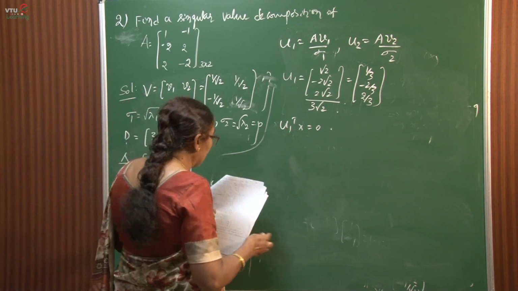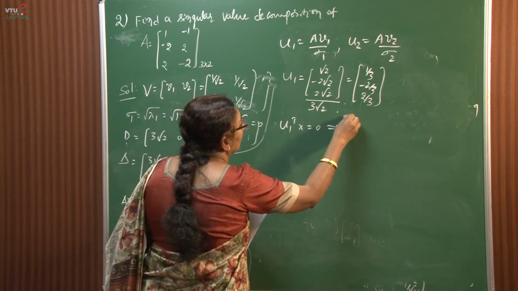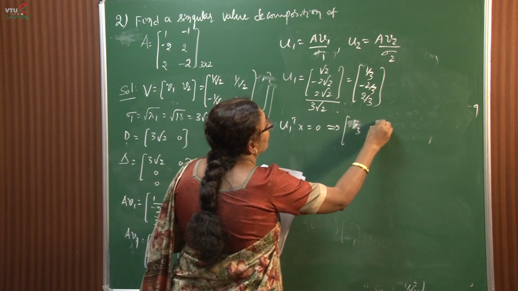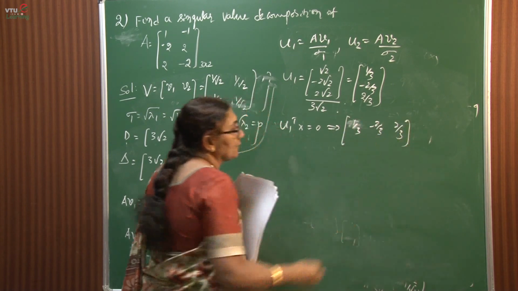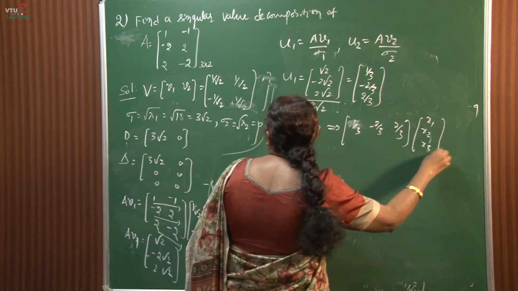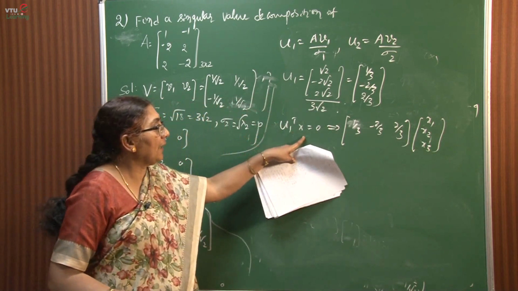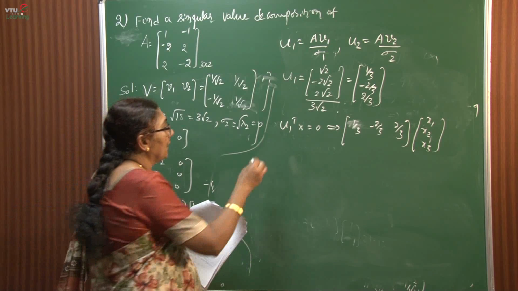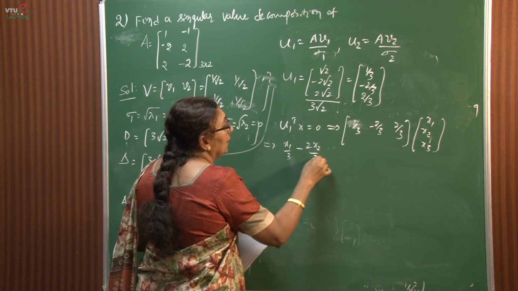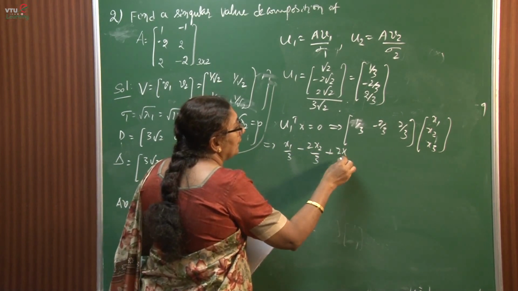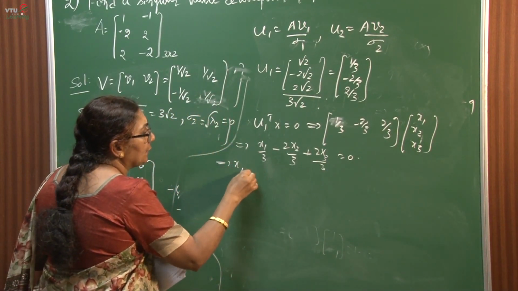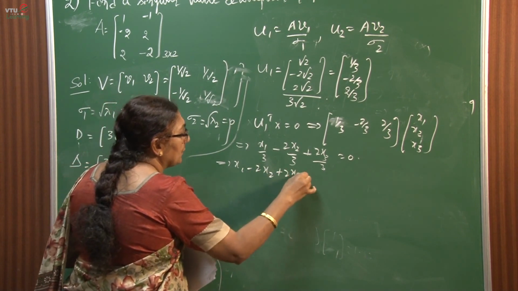Now, U1 transpose into x: U1 transpose is 1 by 3, minus 2 by 3, 2 by 3, because transpose means row into column. X has how many unknowns? 3 unknowns, x1, x2, x3. Simplify that: x1 by 3, minus 2x2 by 3, plus 2x3 by 3 equals 0. Now 3 is common, so we get x1 minus 2x2 plus 2x3 must be equal to 0.